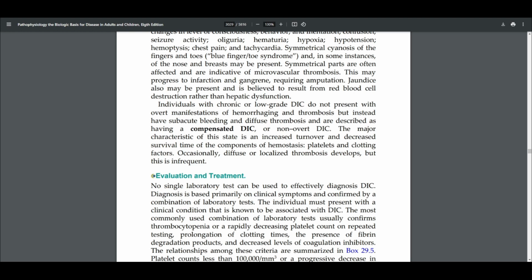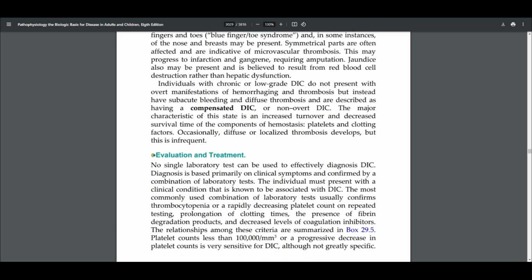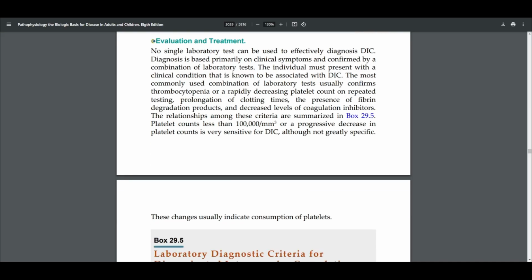Individuals with chronic or low-grade DIC do not present with overt manifestations of hemorrhaging and thrombosis, but instead have subacute bleeding and diffuse thrombosis, and are described as having a compensated DIC or non-overt DIC. The major characteristic of this state is the increased turnover and decreased survival time of the components of hemostasis, platelets and clotting factors. Occasionally diffuse or localized thrombosis develops, but this is infrequent. So, evaluation and treatment.